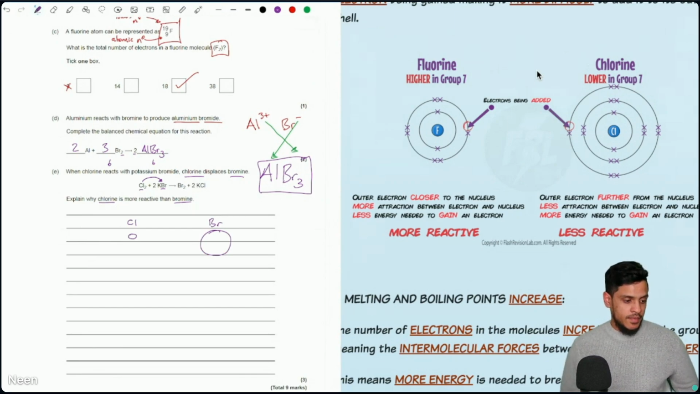So that means in bromine, the electron is further away from the nucleus, which means there's less attraction from the nucleus. If there's less attraction from the nucleus, it's less likely to accept an electron, to gain an electron, which means it is less reactive.